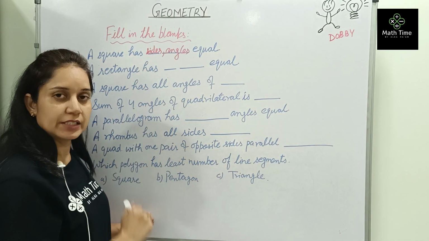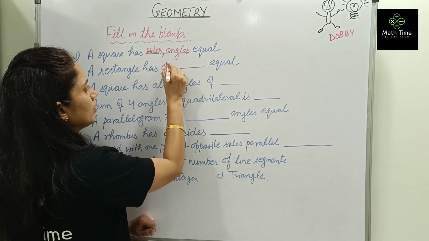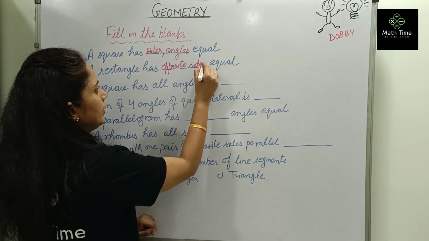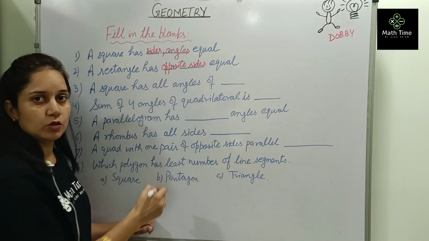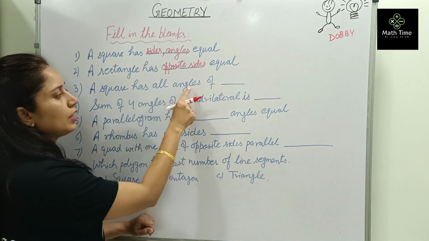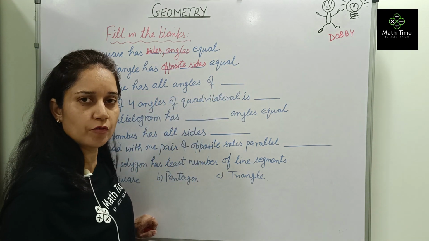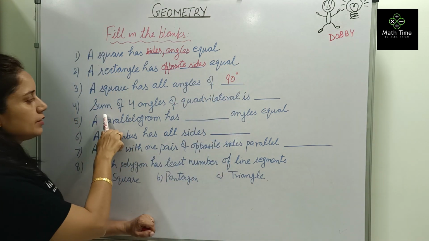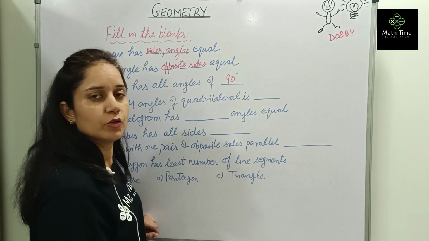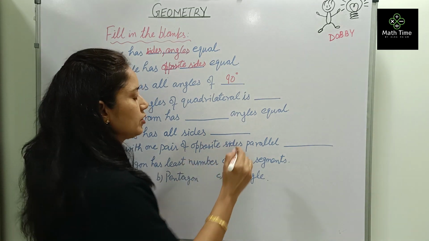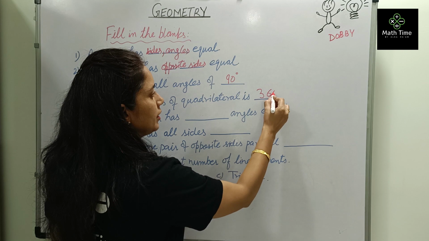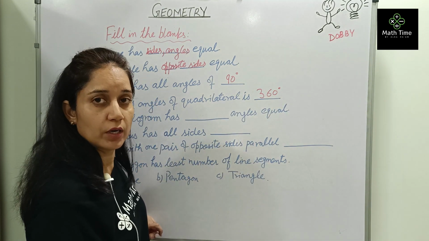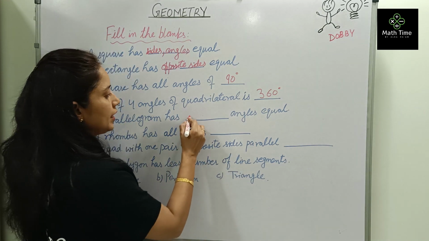Okay. A rectangle has dash equal. Rectangle has opposite sides equal. Okay. Opposite sides equal. Next question. A square has all angles of. What is the measurement of all the angles of a square? 90 degree. Sum of four angles of a quadrilateral. Today we did. All the four angles of a quadrilateral, sum is 360 degree. A parallelogram has dash angles equal. Parallelogram, opposite angles equal.